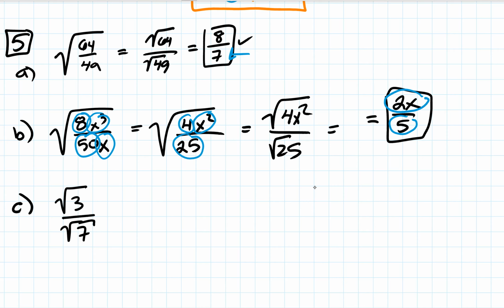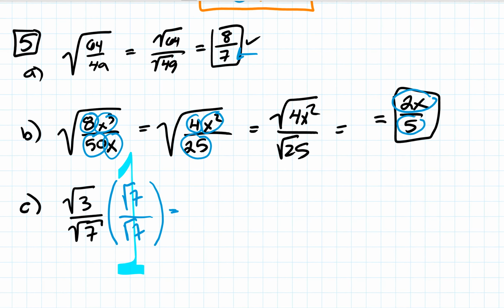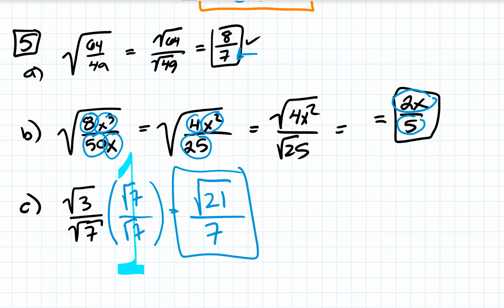Now sometimes you're going to see a problem that looks like C here where you can't really do anything. And the thing that you're going to want to do is rationalize the denominator. So what I mean by that is I can multiply top and bottom by the square root of 7 over the square root of 7 because after all, this is just a fancy 1, right? So I'm allowed to do that without breaking any rules. So doing so is going to give me the square root of 7 times 7 is just 7, so the square root of 21 over 7. And that's it.